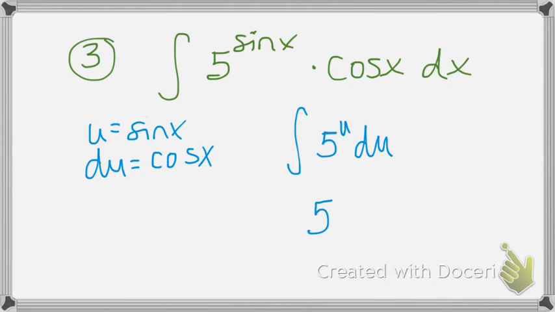So it's actually 5 to the u, which is sine of x, over natural log of 5. When you do the antiderivative, you divide by the natural log of whatever instead of multiply.